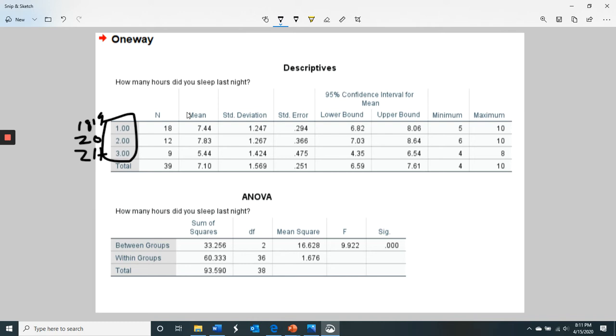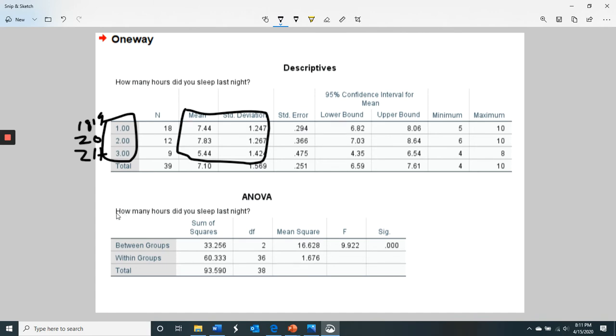So here's our groups, and then we have the mean and standard deviation for each of the groups. So that's your table. You can simply put age group, 18, 19-year-olds, mean, standard deviation, 20-year-olds, mean, standard deviation, 21 plus, mean, standard deviation. That's your table number 1.